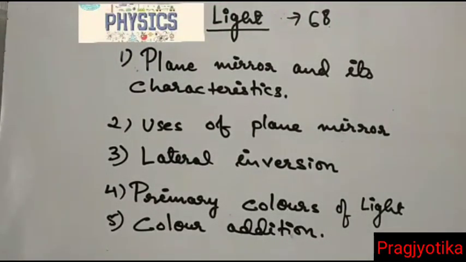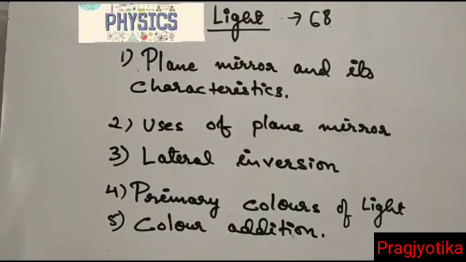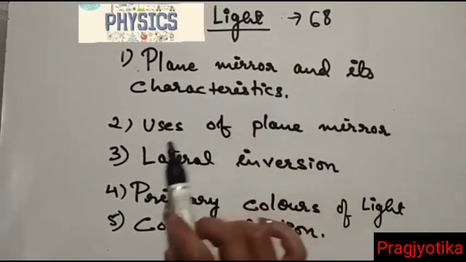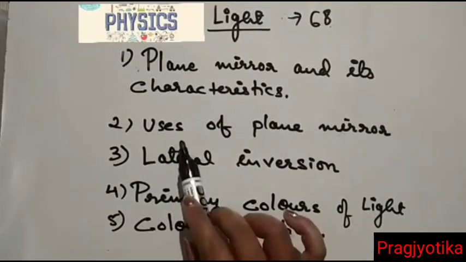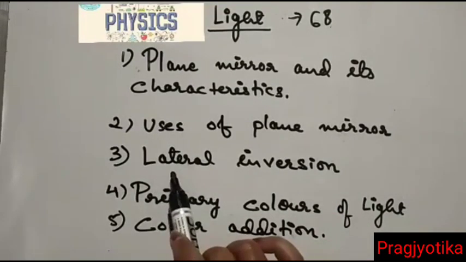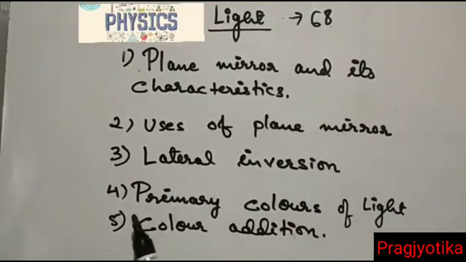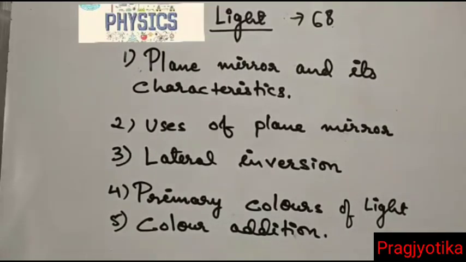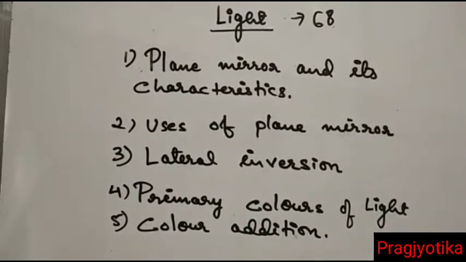As we have already completed the first half of this chapter, today we will only discuss the plane mirror and its characteristics. Our second topic is uses of plane mirror. Third topic is lateral inversion. Fourth topic will be primary colors of light, and the last topic is color addition. So let's begin the class.